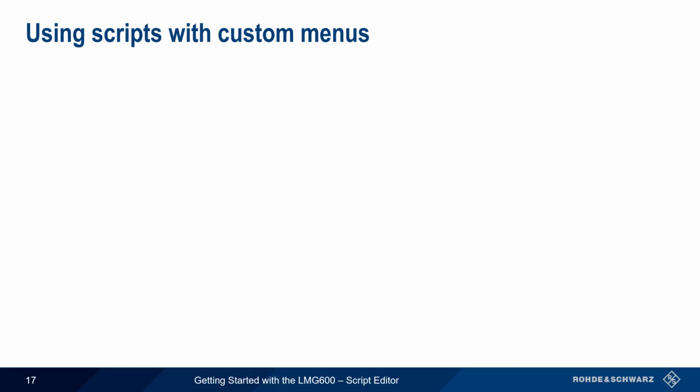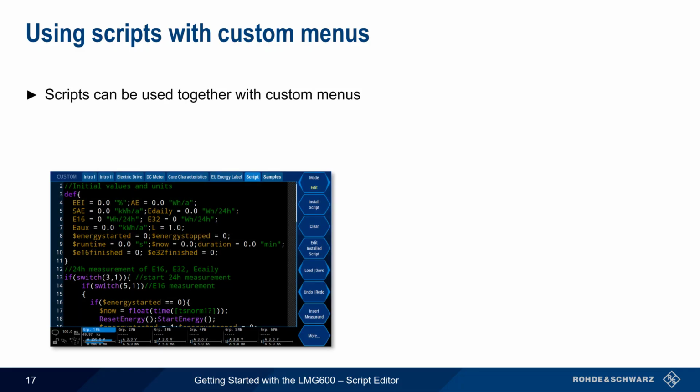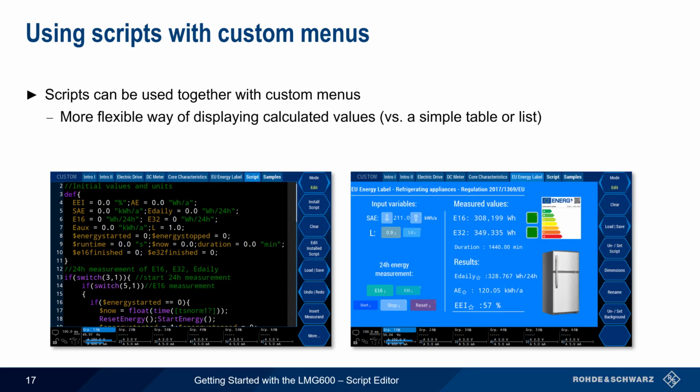One of the more powerful applications of scripts is using scripts together with custom menus. Custom menus are a more flexible way of displaying calculated values compared to the simple table or list we saw earlier. In addition, scripts and custom menus can interact, with buttons or controls in the custom menu controlling script execution and behavior. Please see the separate presentation, Getting Started with the LMG600 Custom Menus, for an introduction to how to configure and use custom menus.